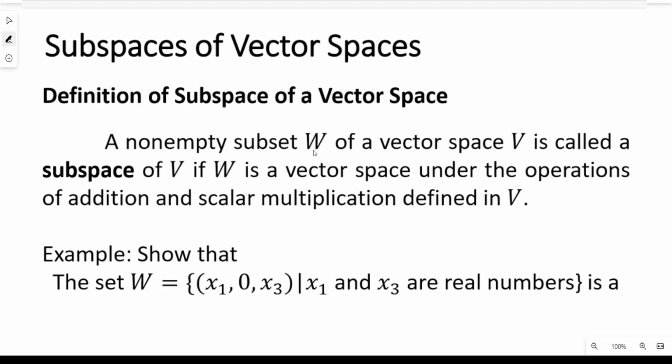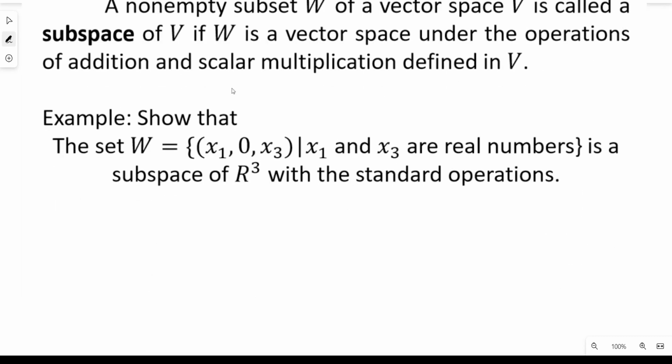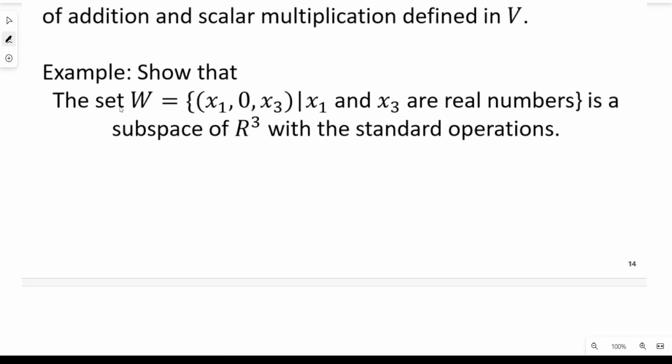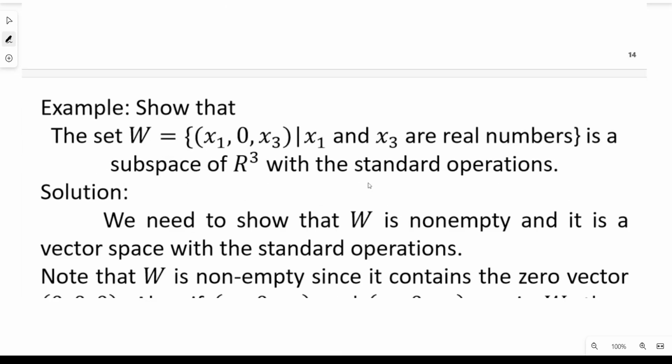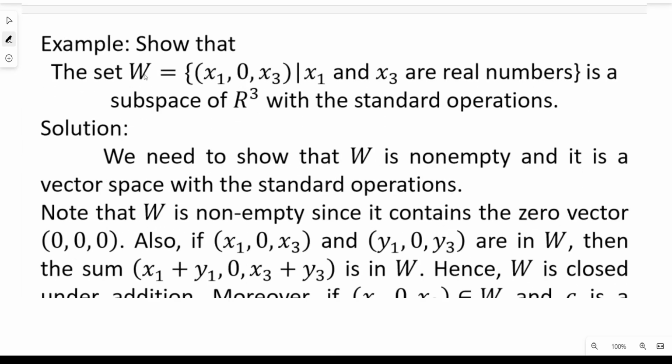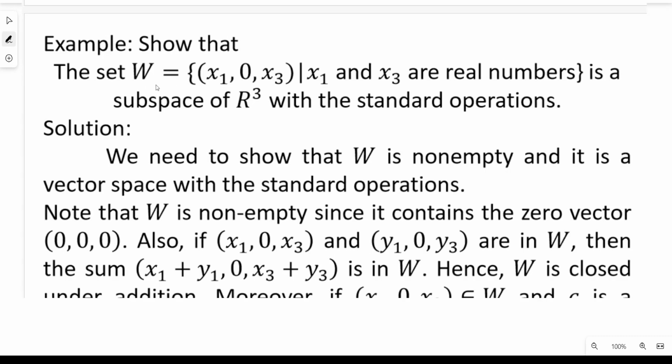So a non-empty set W of a vector space V is called a subspace of V if W itself is a vector space under the operations addition and scalar multiplication defined on V. For us to have a good idea about this, let us have this set W, which is the set of all ordered triples represented by x1, 0, x3, where x1 and x3 are real numbers. And let us show that this is a subspace of the vector space R3 with the standard operations. By the standard operations in R3, we're referring to the component-wise addition and the ordinary scalar multiplication.